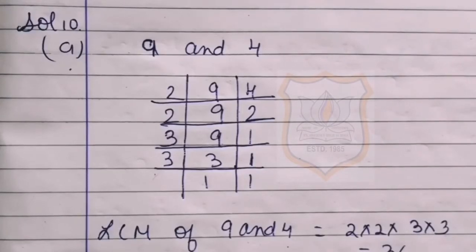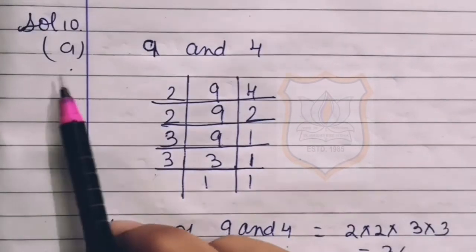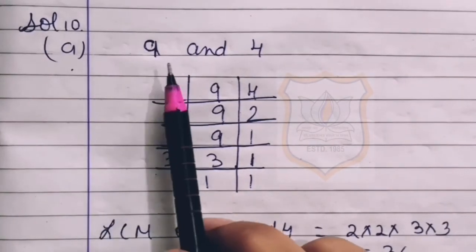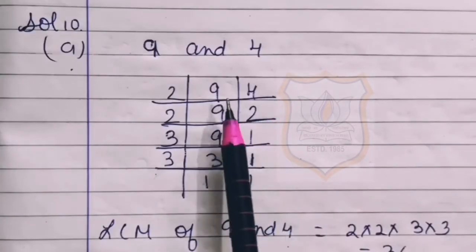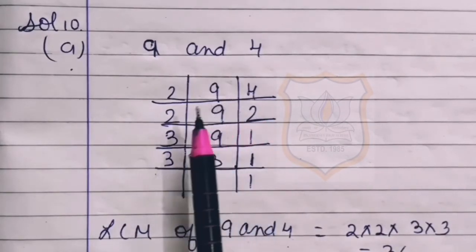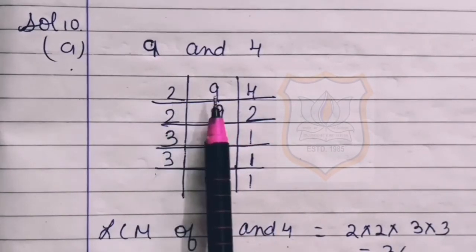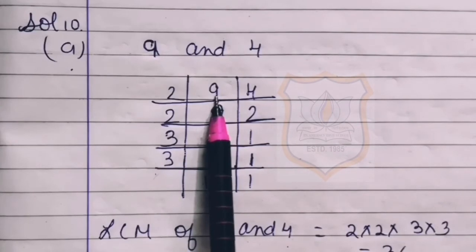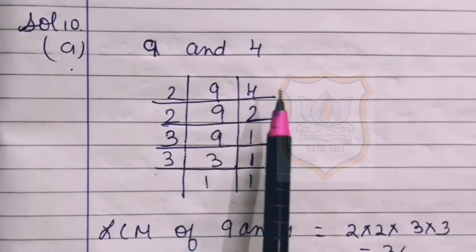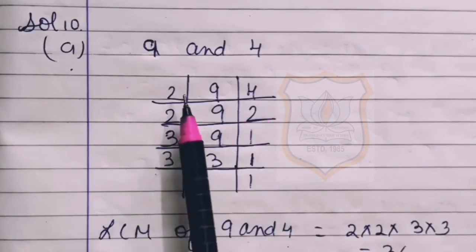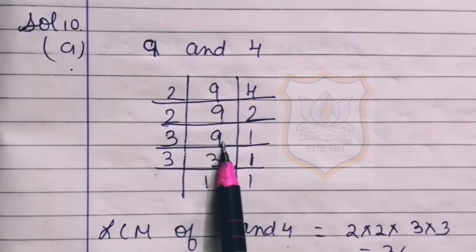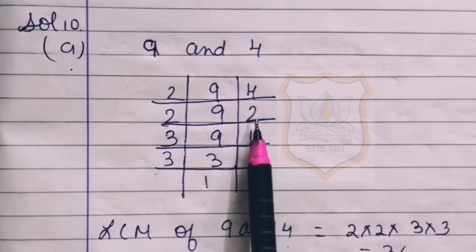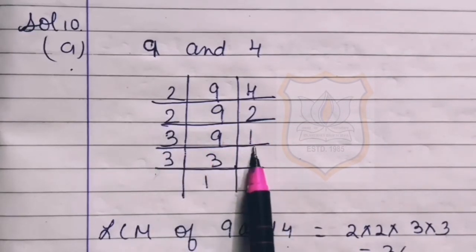Now the solution for sum number 10. A part of sum number 10, 9 and 4. We have to find out the LCM of 9 and 4. So we will write 9 and 4 here. We will take the smallest prime number as 2. As 9 is not divisible by 2, we will write 9 as it is. Now we will divide this 4 by 2, we will get 2. Again we will write 9 as it is not divisible by 2, and we will divide this 2 by 2, we will get 1 as the quotient.